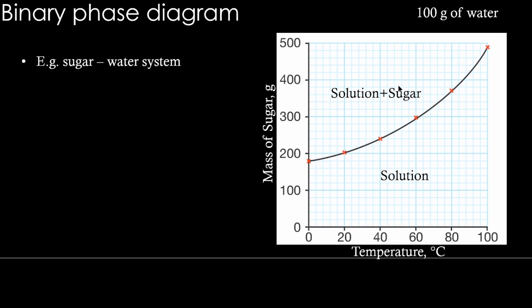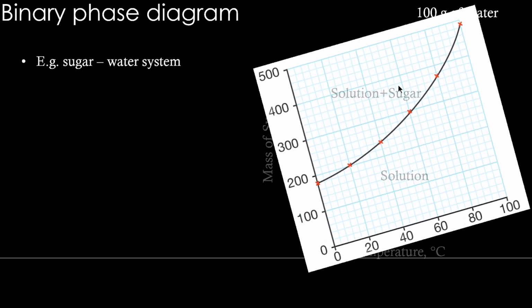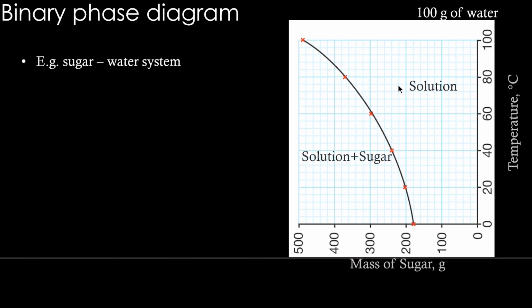So in this diagram, if we rotate it and keep the temperature on the y-axis and mass of sugar on the x-axis, we will see a line of this sort. This is the range over which the single phase solution is stable, and beyond that solution plus sugar is stable. So this line here is called the solvus line. The solvus line tells you the maximum solubility of one component in the other.